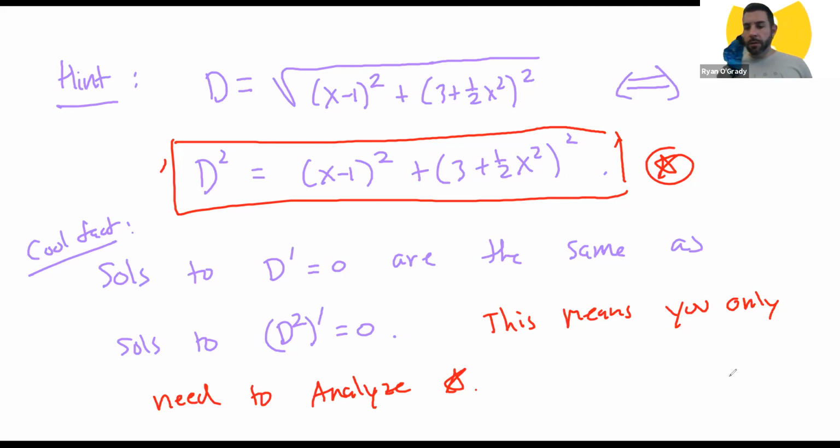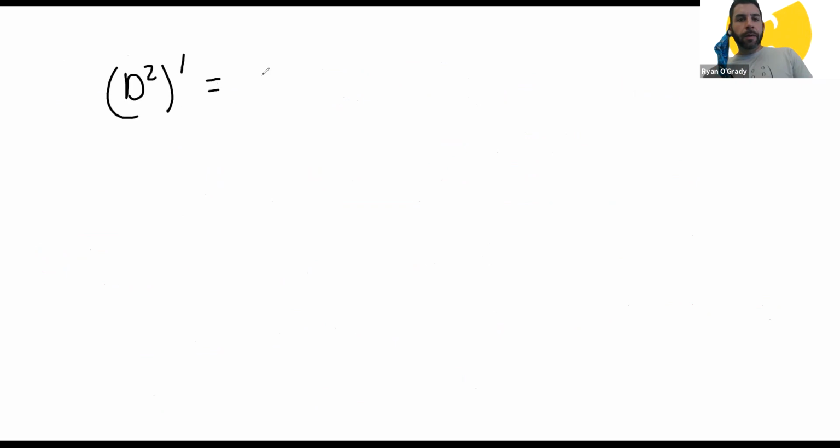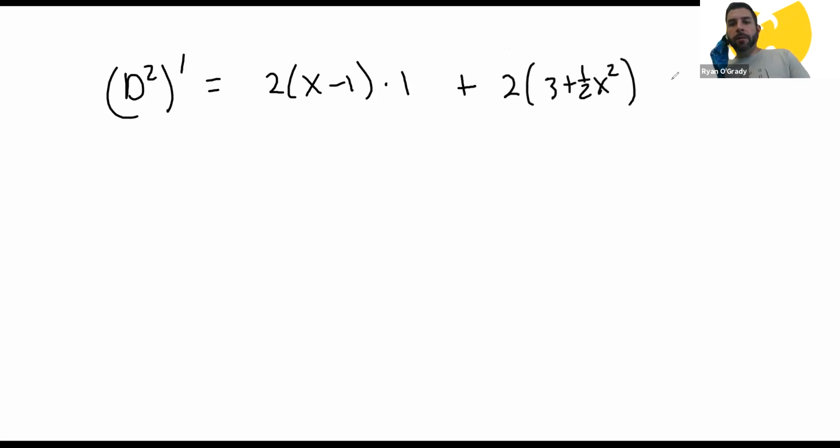Let's do it. So 3 plus 1. Let's do it. Why not? So if you use the chain rule, it's 2 times x minus 1 times 1. And then when you use the chain rule on the next piece, you get 2. And then it's 3 plus 1/2 x squared times, you're just going to be left with x.